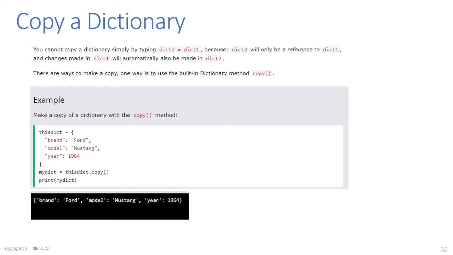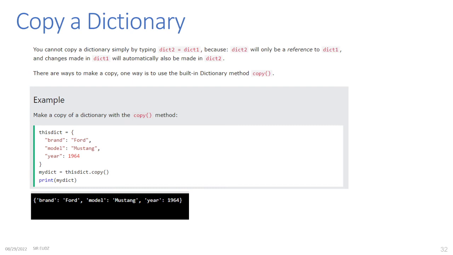Copy a dictionary. You cannot copy a dictionary simply by typing dict2 equals dict1, because dict2 will only be a reference to dict1. That means they're the same object, and changes made in dict1 will automatically also be made in dict2. There are ways to make a copy.